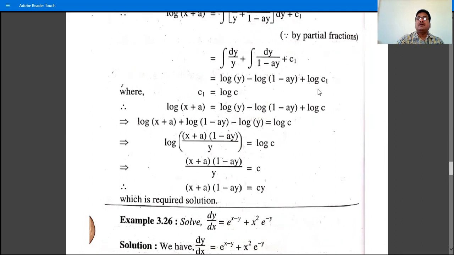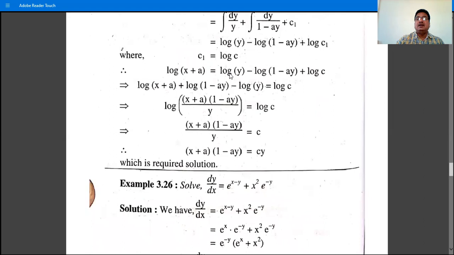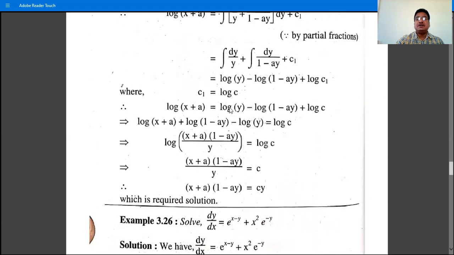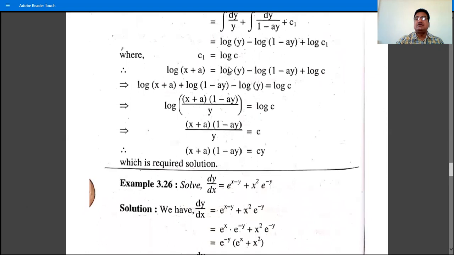Okay, and then log x plus a is equal to log y minus log 1 minus ay plus log c. So suppose c1 as log c, so right here log c, and then we use the rule of log a minus log b. Shift these two quantities to LHS, this becomes minus and this becomes plus.